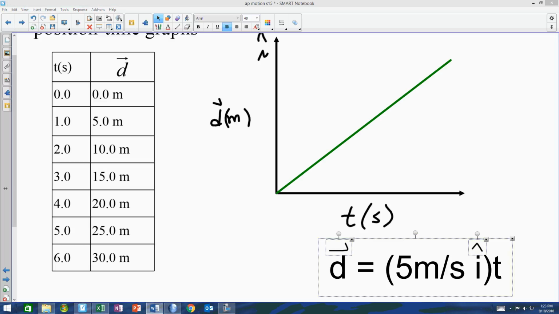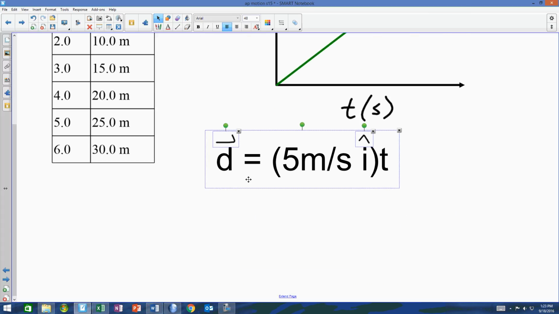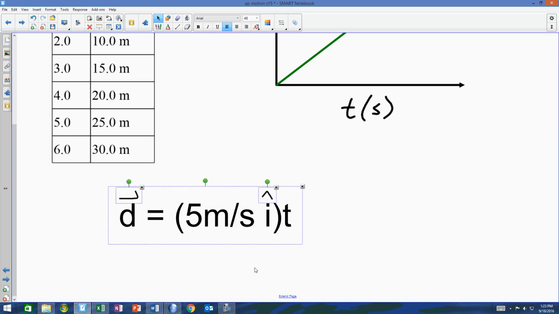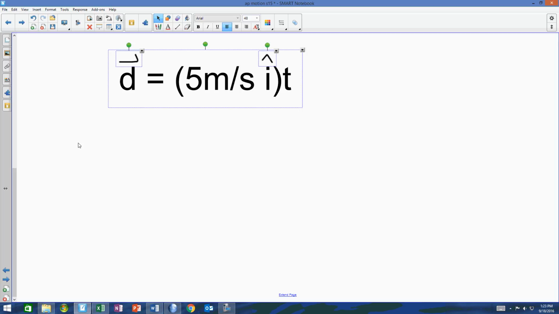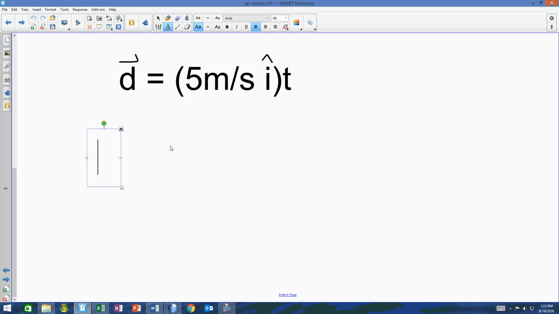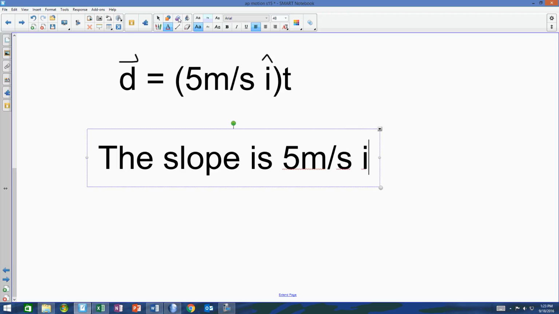Okay, so what you're going to do is write this equation down where it says equation. Now, what is the slope equal to? The slope is going to be equal to 5 meters per second I hat.